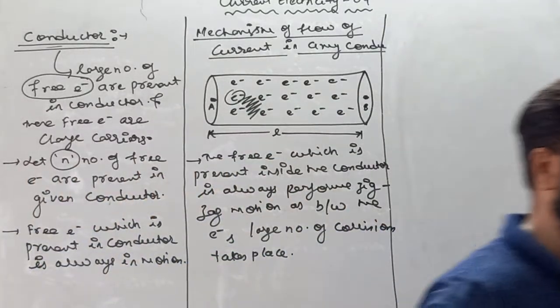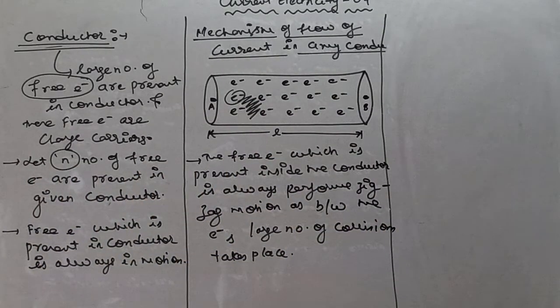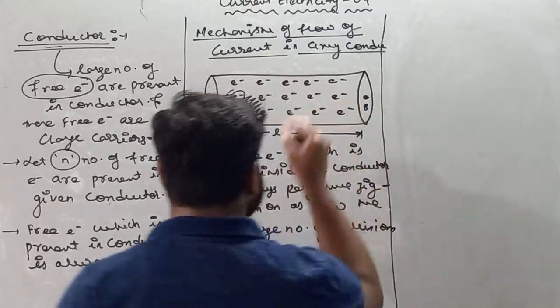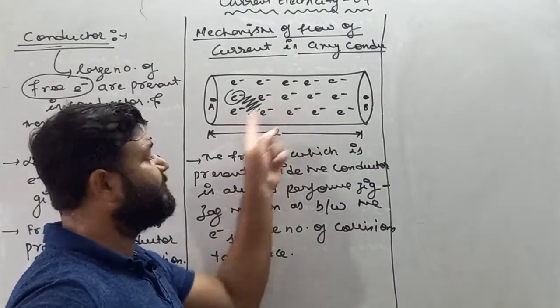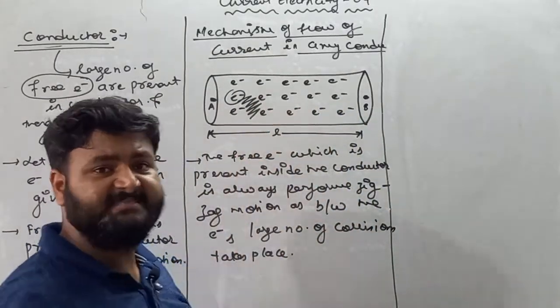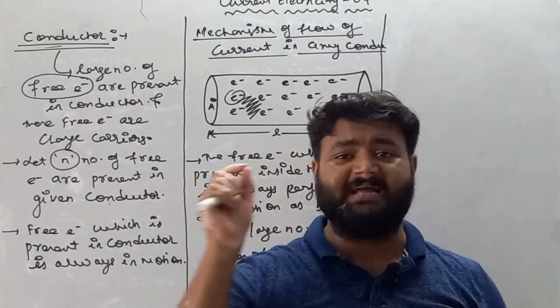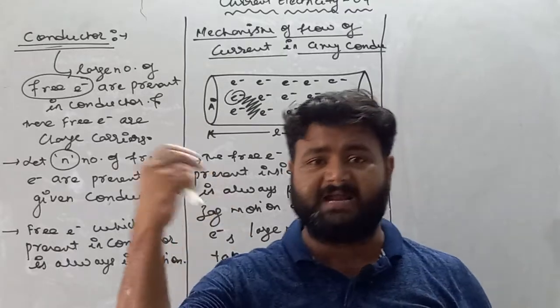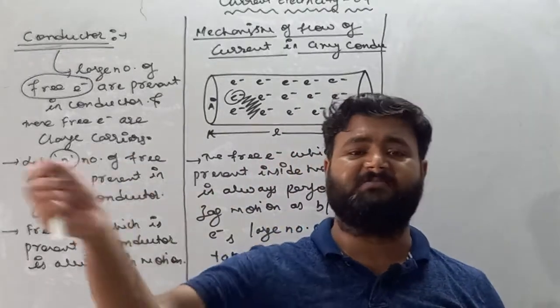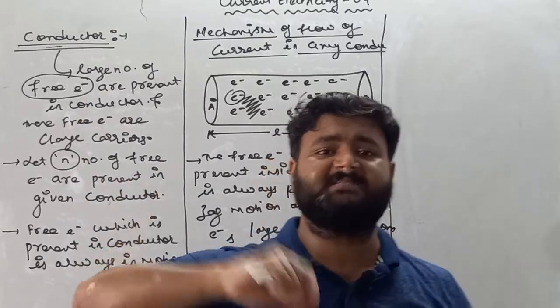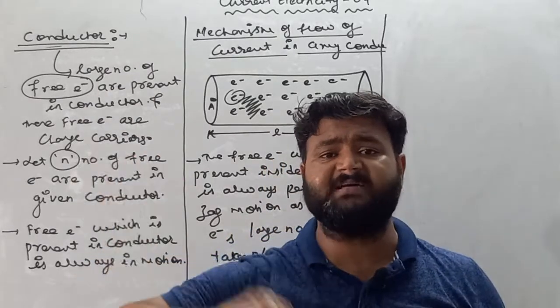So you have to remember this thing, my dear student. If anyone asks what type of motion is carried by a free electron present in a conductor, your answer must be: the free electrons present inside the conductor are always performing zigzag motion. Why zigzag motion? Because a large number of free electrons are there. Hence, once any free electron starts moving, it collides with its neighbor free electron, and its velocity direction changes. So its direction of motion is always zigzag.